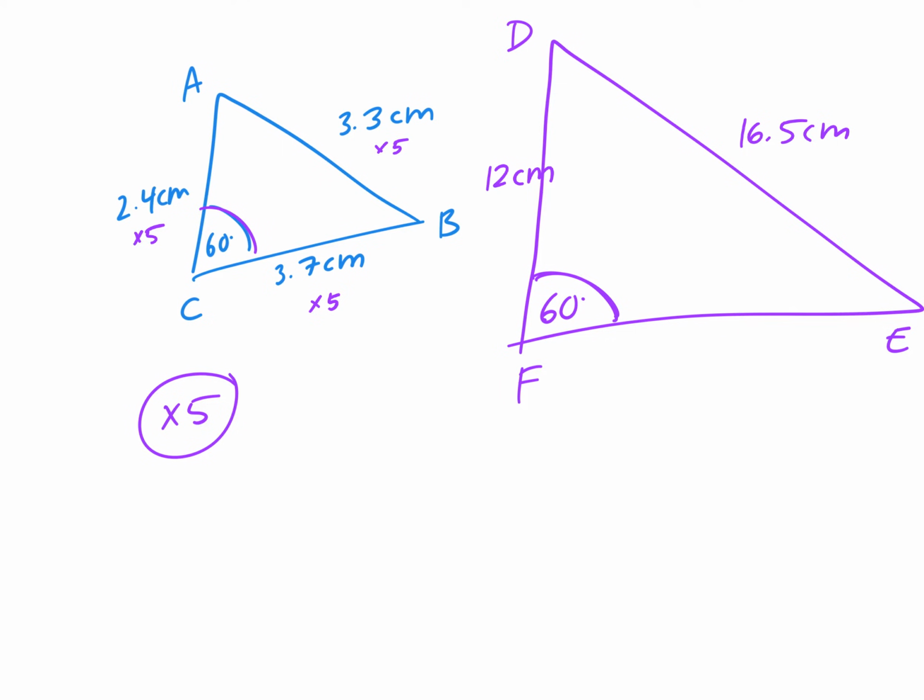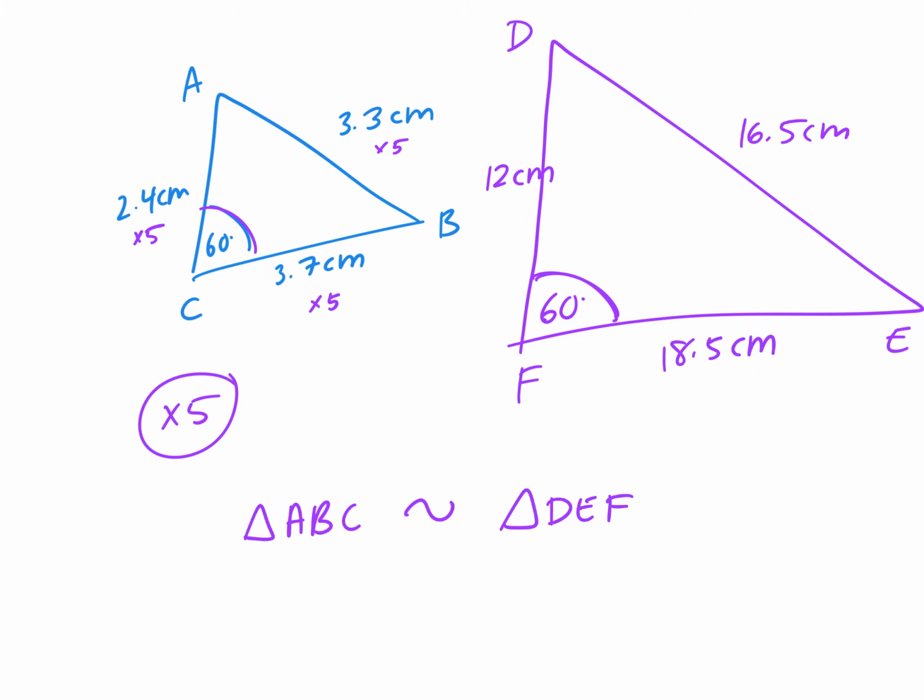And what would FE be? 18.5 centimeters. Now, they haven't given us any other angles, so we can't label the other two angles. We can say that triangle ABC is similar to triangle DEF because we've shown that the corresponding angles are equal and the corresponding sides are proportional.